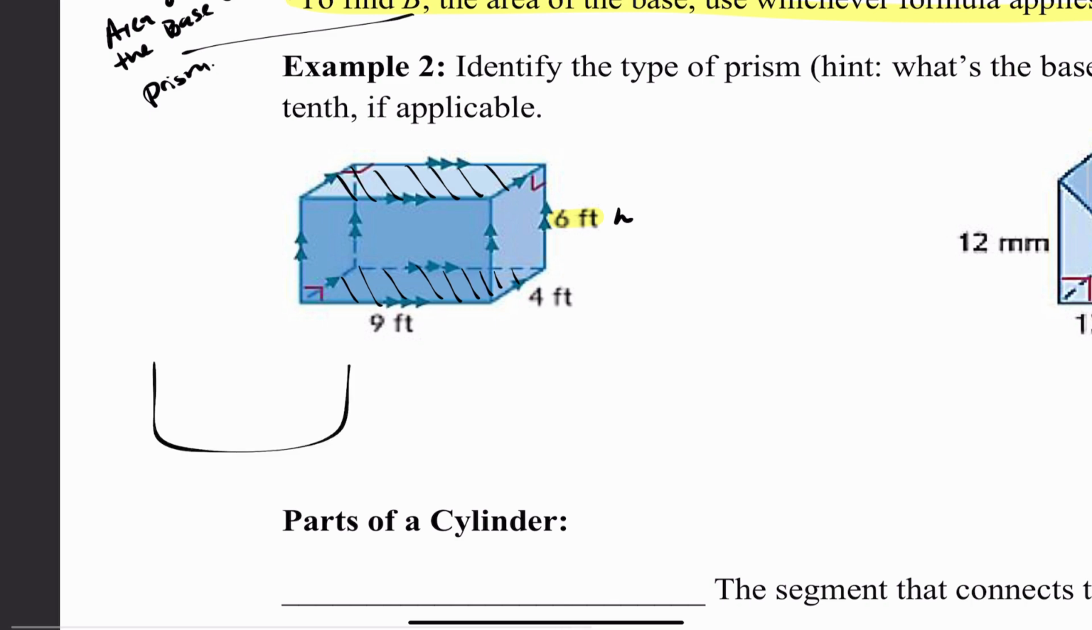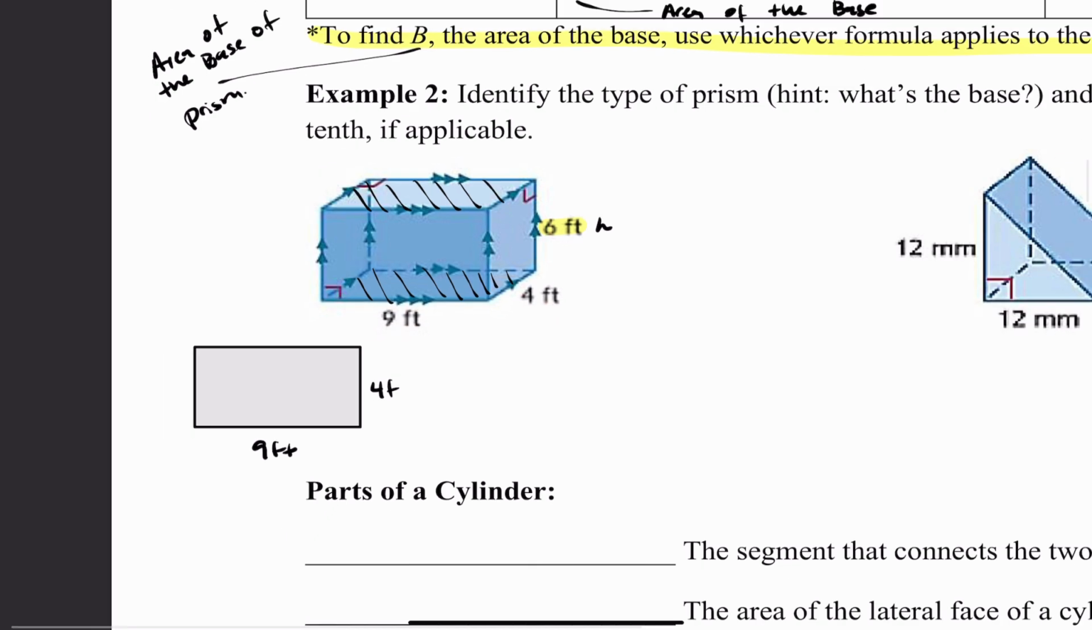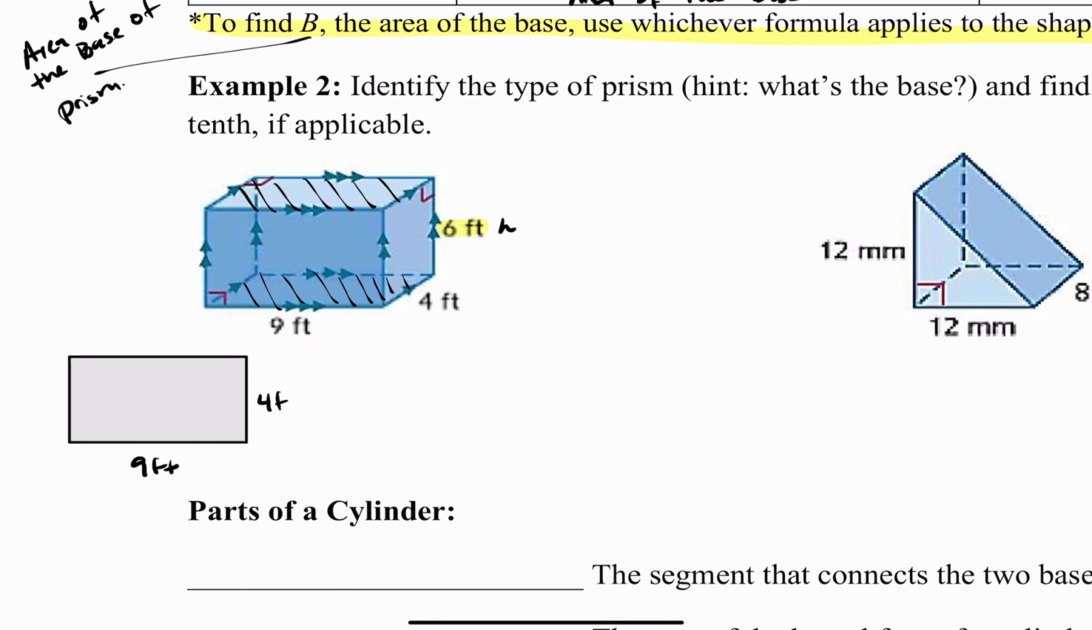So we have a rectangle. That's the base of my figure. We have 9 feet and we have 4 feet. So the dimensions are 9 feet, 4 feet. So let's go ahead and find the surface area. To find the surface area, it's equal to the lateral area plus the two bases. The lateral area is the perimeter of the base multiplied by the height, plus 2 times the area of the base, okay?